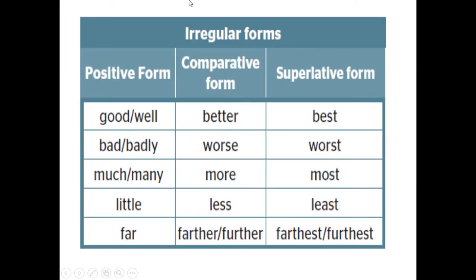Let me present some irregular forms. There are only 5 adjectives. You must stick them into your mind. Good, for the comparative form, it will be better than. For the superlative form, it will be the best.